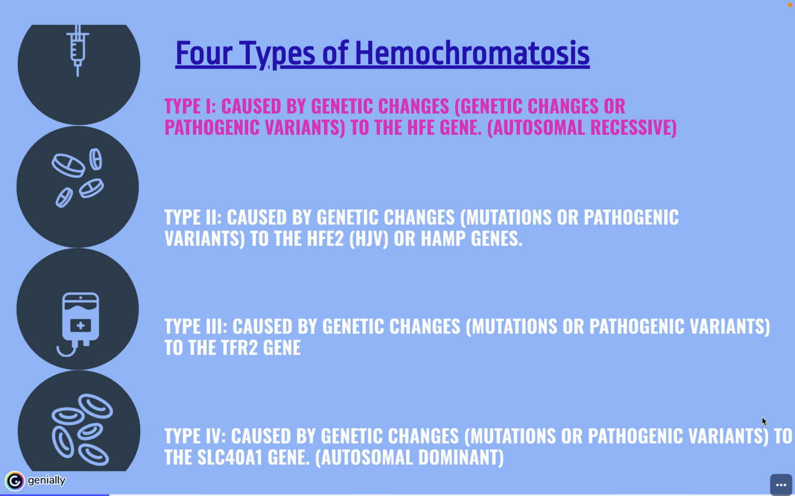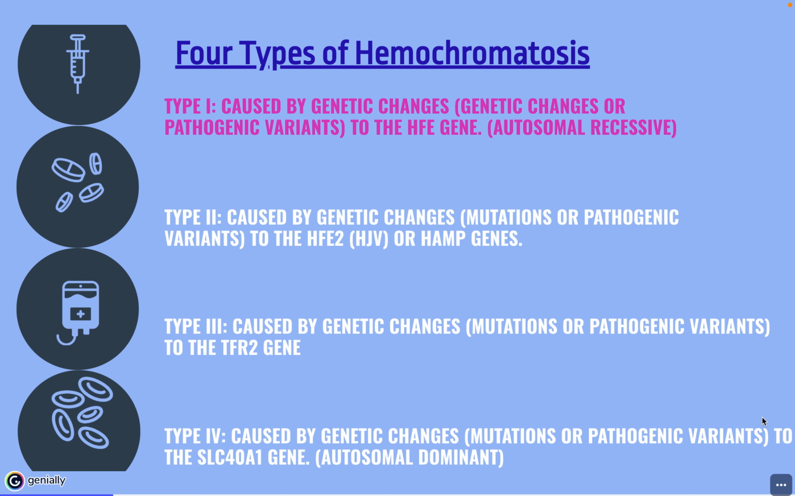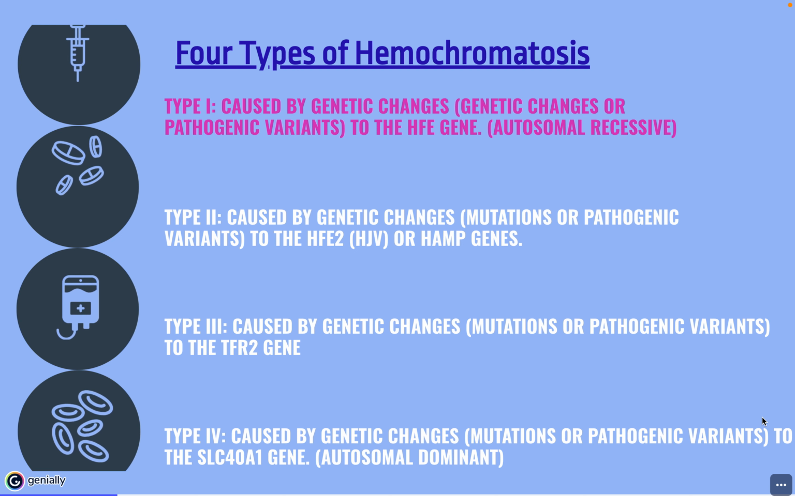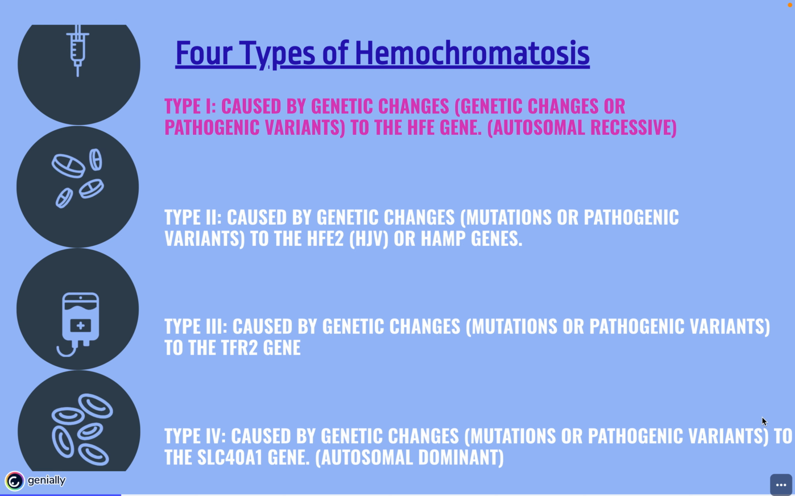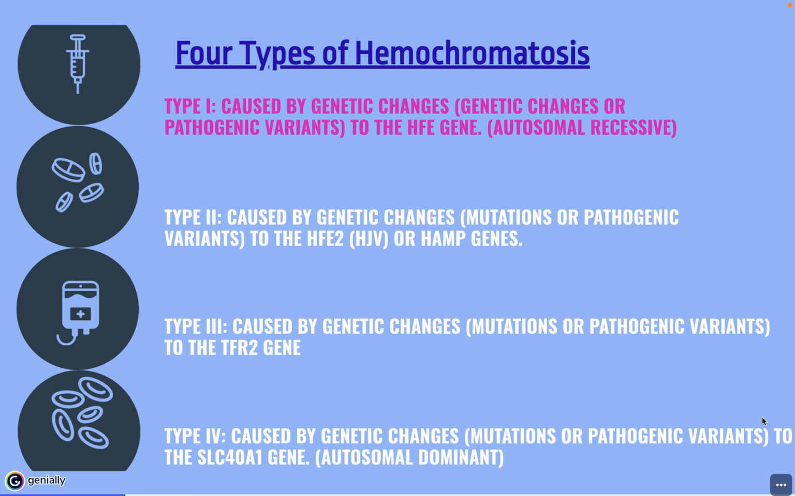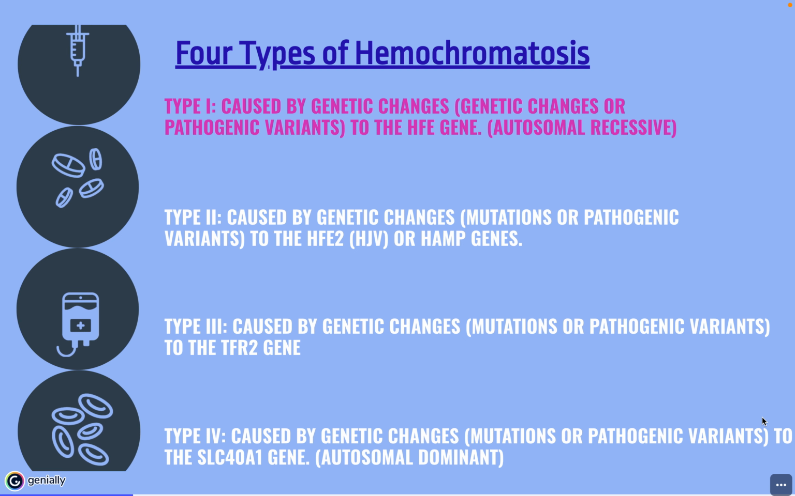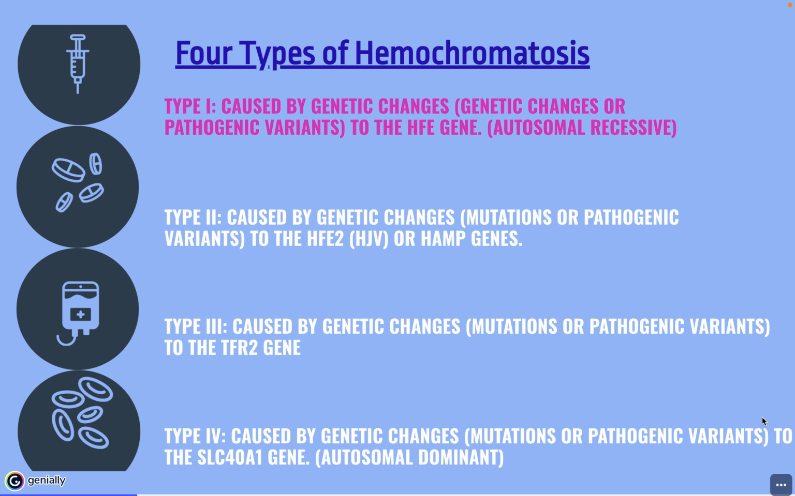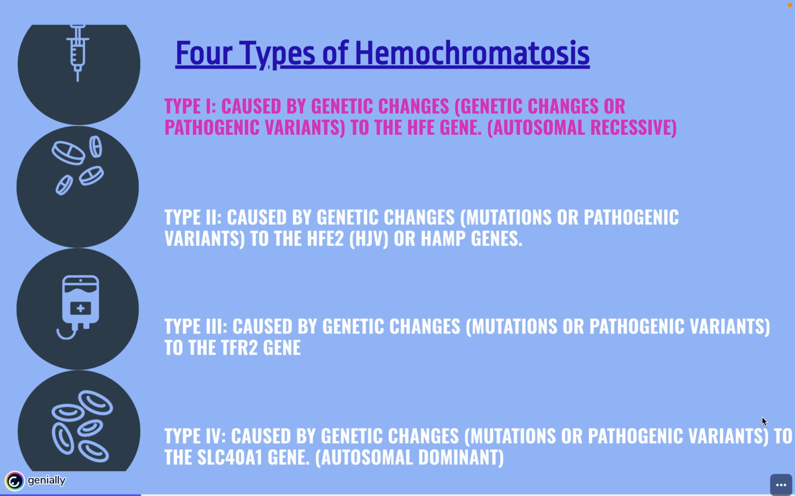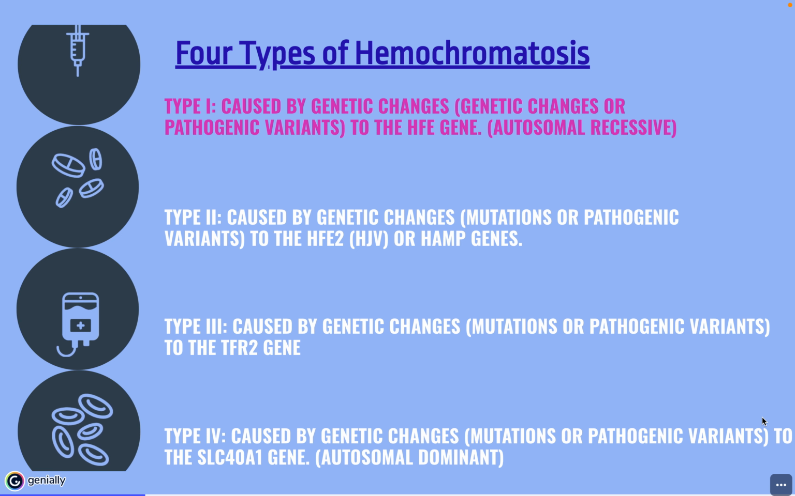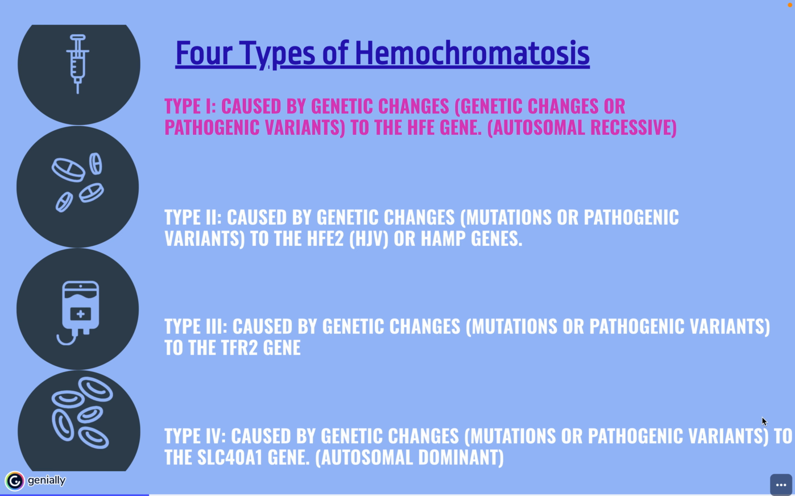Type 1 is associated with the mutation in the HFE gene. Type 2 is affected by the mutation in the HFE2 gene. Type 3 is caused by changes in the TFR2 gene. And type 4 is caused by changes in the SLC40A1 gene, which makes it autosomal dominant, whereas the other types are autosomal recessive. We will focus on type 1 hemochromatosis in this presentation.